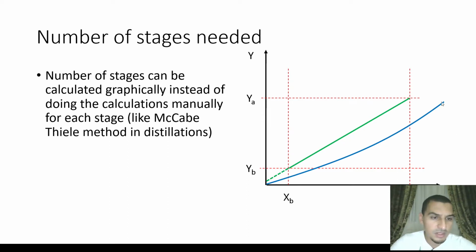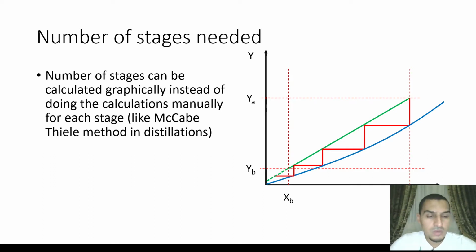We have the operating line and the equilibrium curve, and we calculate the stages by drawing a line starting from here, going down, and then it intersects with the equilibrium curve, and then goes to the left until it intersects with the operating line, and so on, stage by stage, until we reach the final concentration that we have here, or the y at this point. Once we exceed this point, we're done.